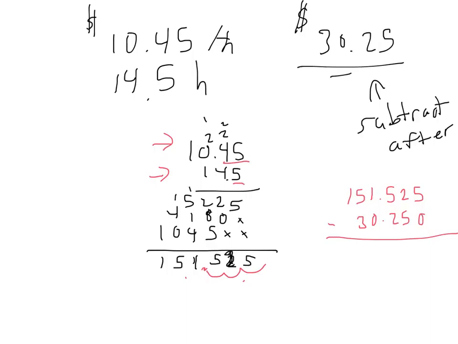So now I just subtract the way you normally would. 0 from 5 is going to leave me with 5. I can't make that 5 work, so I have to borrow 4. Put a 1 there, so that's 12. 12 take away 5 is 7. 4 take away 2 is 2. Decimal, 1 take away 0 is 1. 2, 1. So I have $121.275.